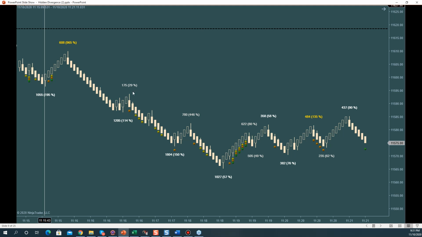Hidden divergence, right. So then notice it comes back down further in the trend direction. Then it pulls up again. And what does it do? This pull up measured 780 compared to the last one of 175. So this is a much stronger pullback. In fact, it was 446% of the last pullback. So that's what we mean by 125%. For example, you have a downtrend, you have a pullback to the upside, you want that number to be 125 or greater.